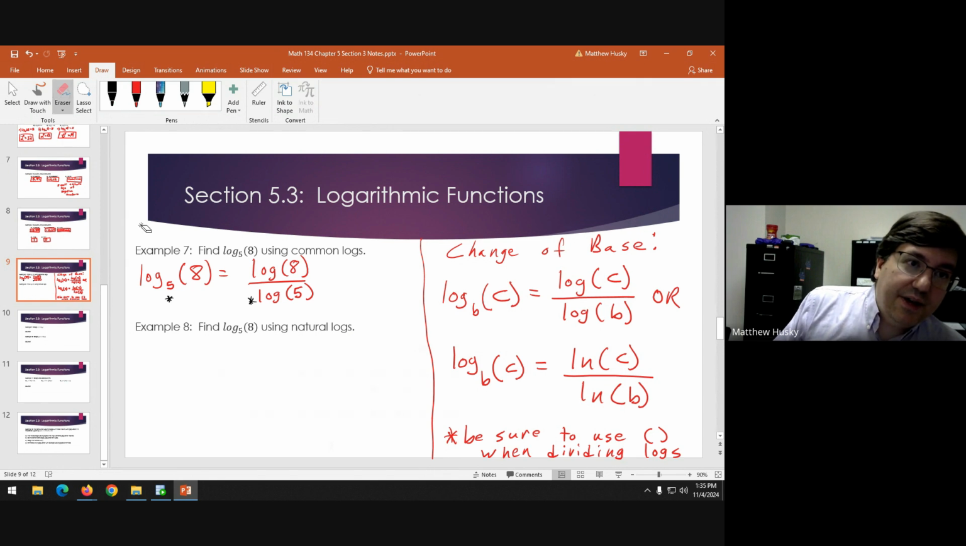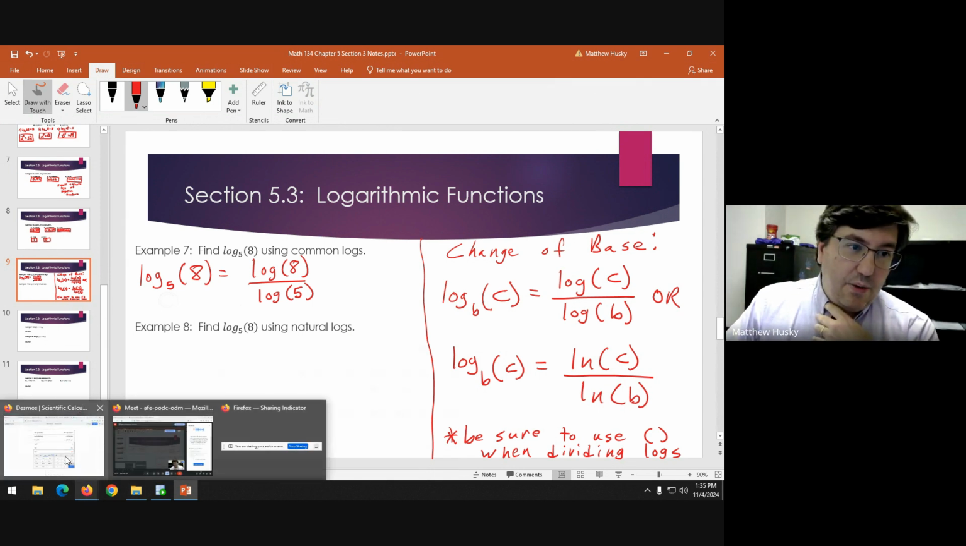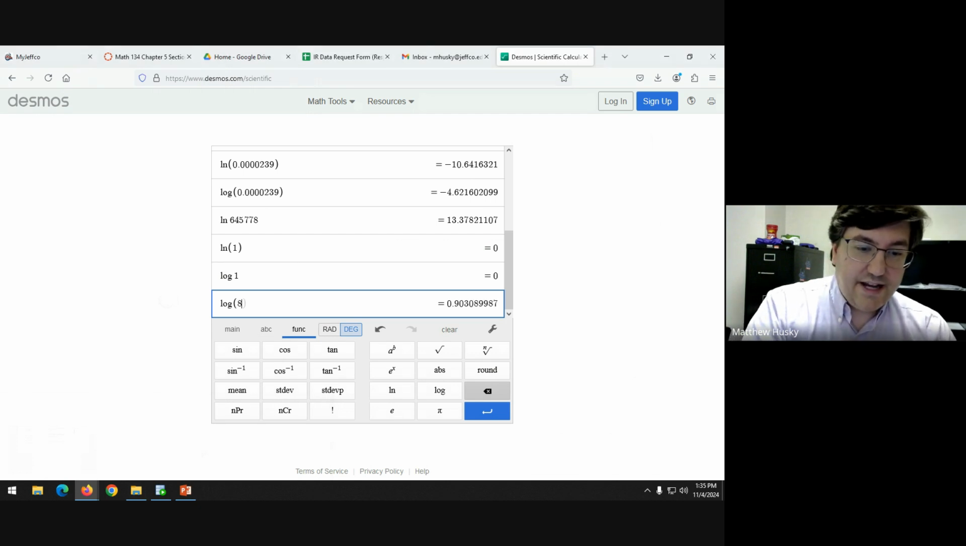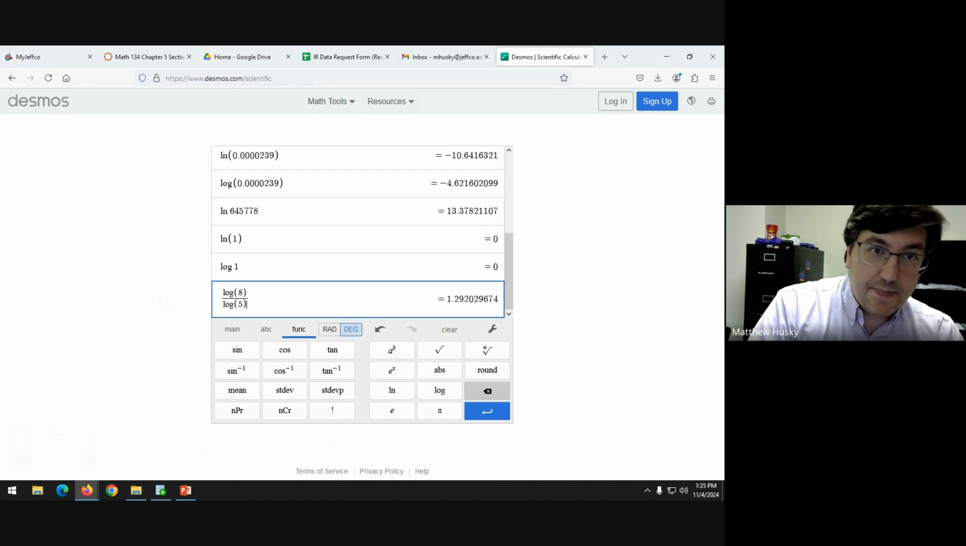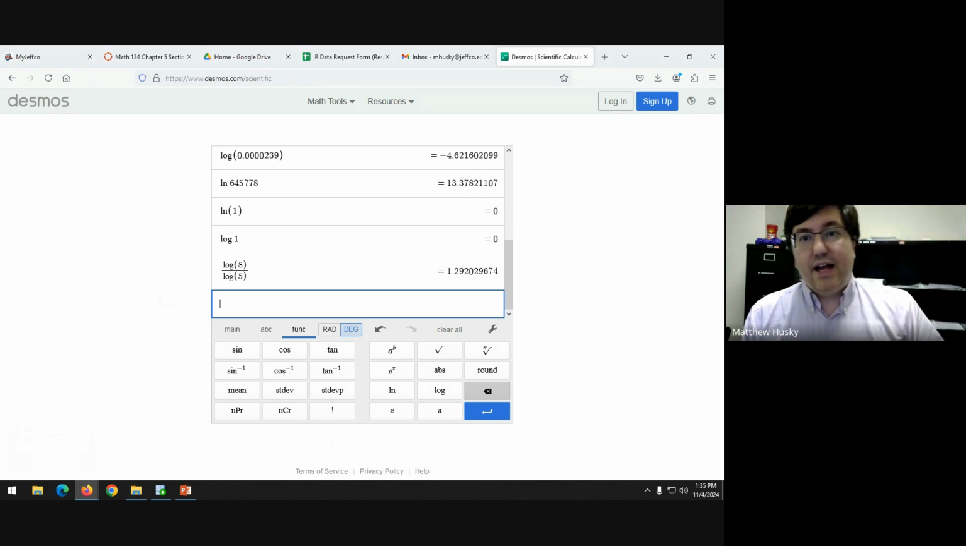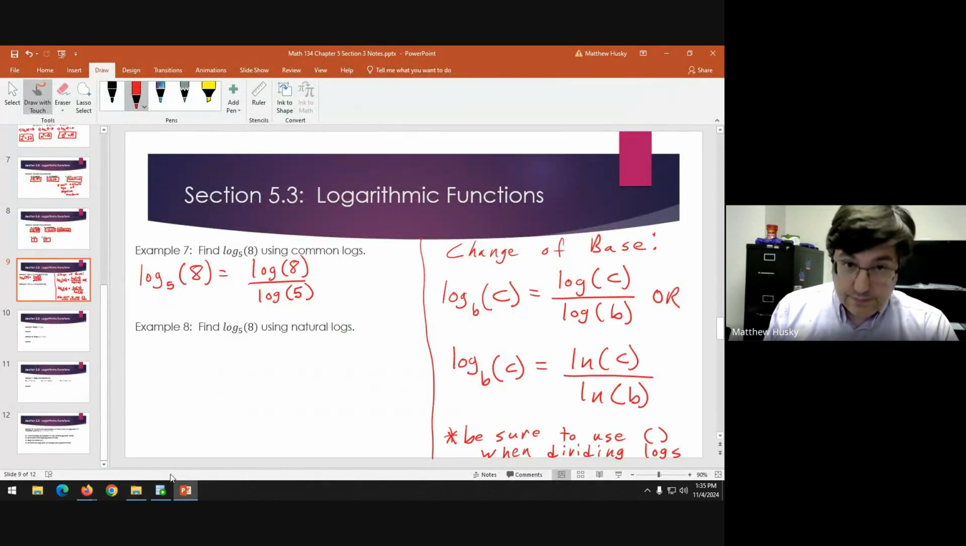So if we were to evaluate this, we're going to do log of 8 divided by log of 5. So let's get ourselves a calculator and figure out what that is. So we're going to do log of 8. I'm going to close the parentheses and then divide it by log of 5. And if I do that, I get 1.292. So the correct answer is 1.292.